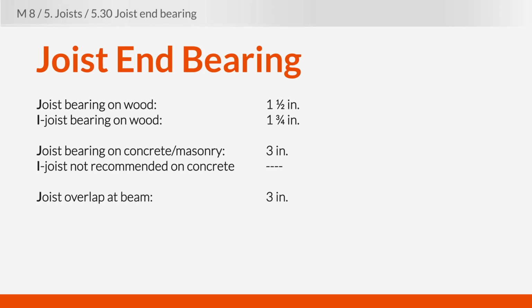The joist overlap at any beam, whether it's a steel beam or wood beam, they should overlap by at least 3 inches. And I-joist minimum support of the beam should be about 3.5 inches.